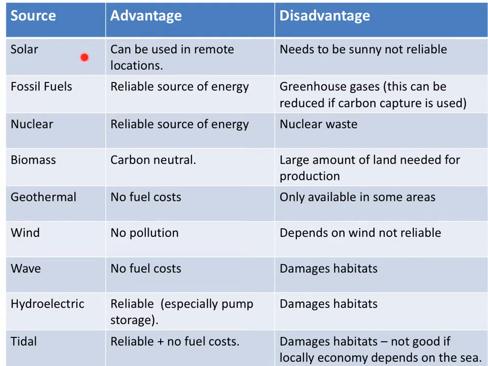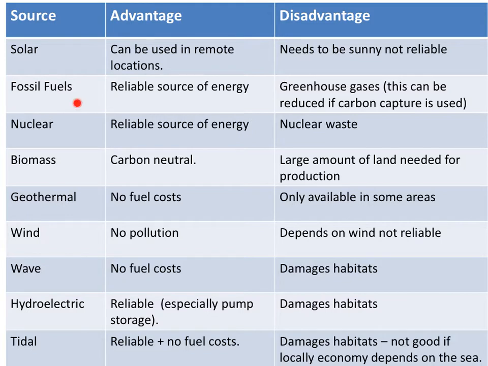So if we start off with solar, the main advantage of solar is it can be used in remote locations. It doesn't need to be connected to the national grid, and it can produce electricity in remote locations where you haven't got the cables and wires of the national grid leading to. The main disadvantage of solar is that it's not reliable because the electrical output depends on the weather. If you've got a cloudy day or at night time, the amount of electricity that's being produced is either zero or reduced from its maximum.